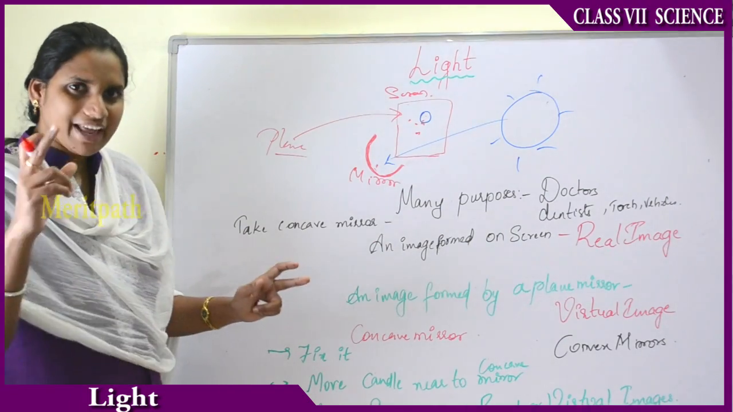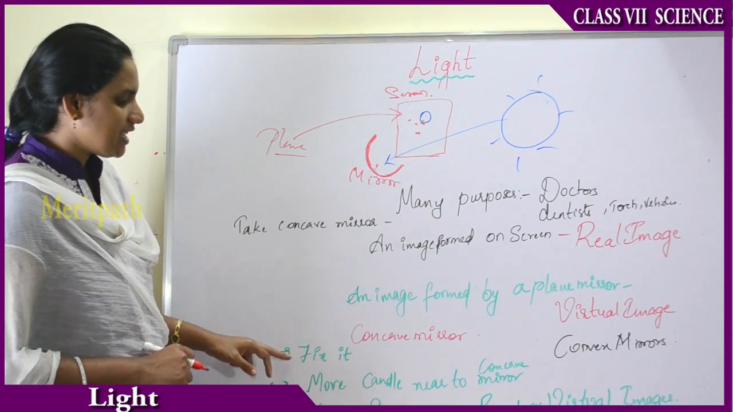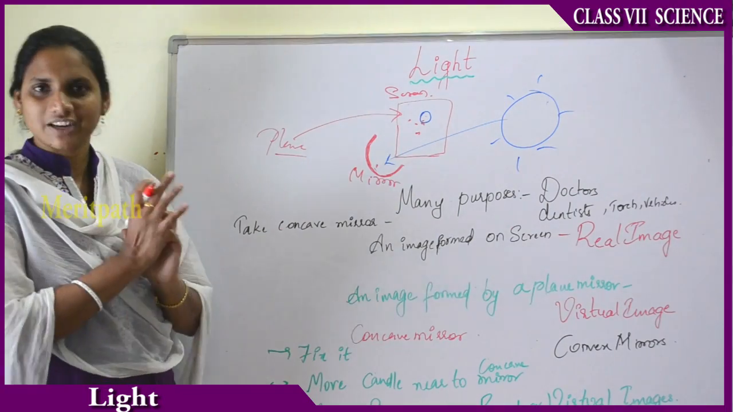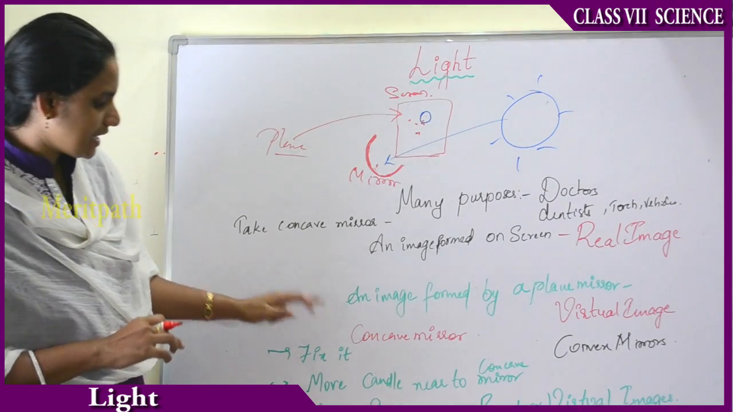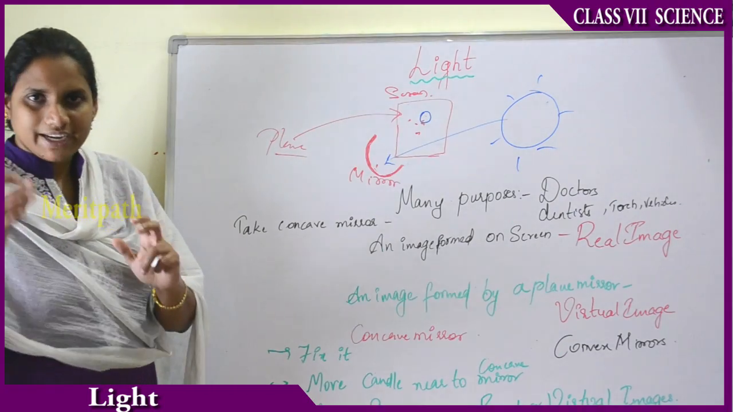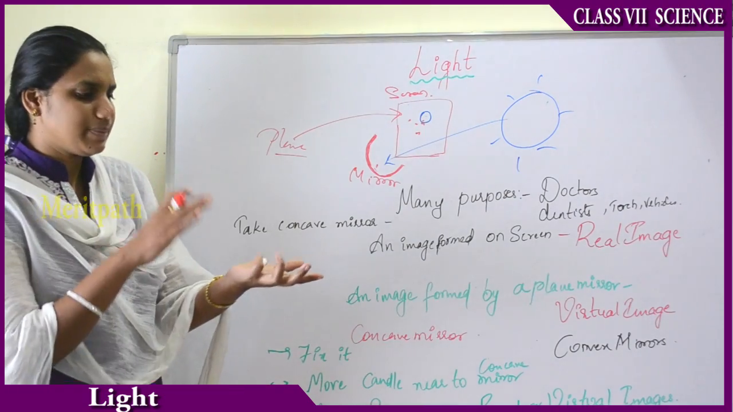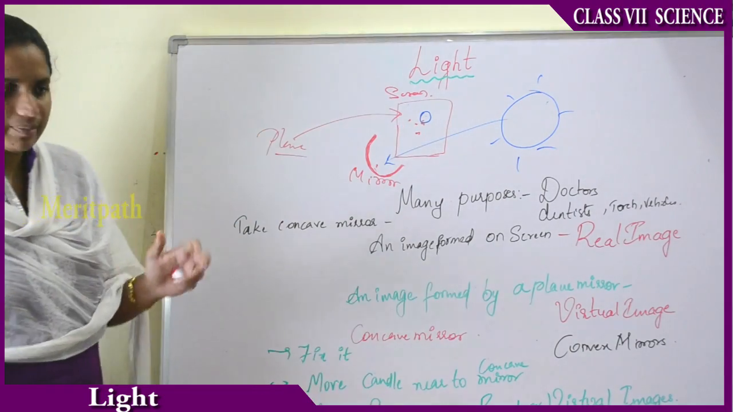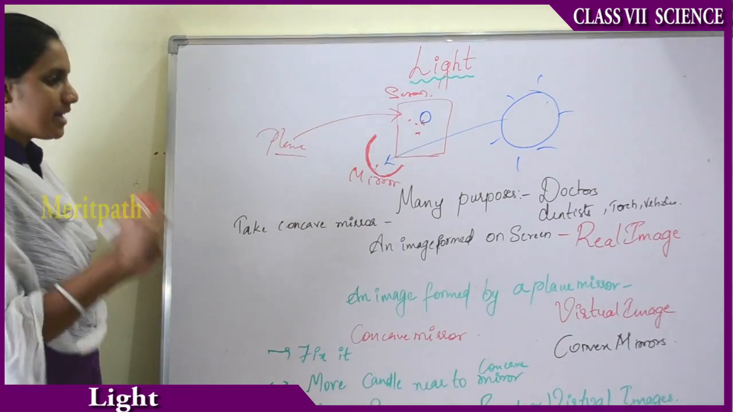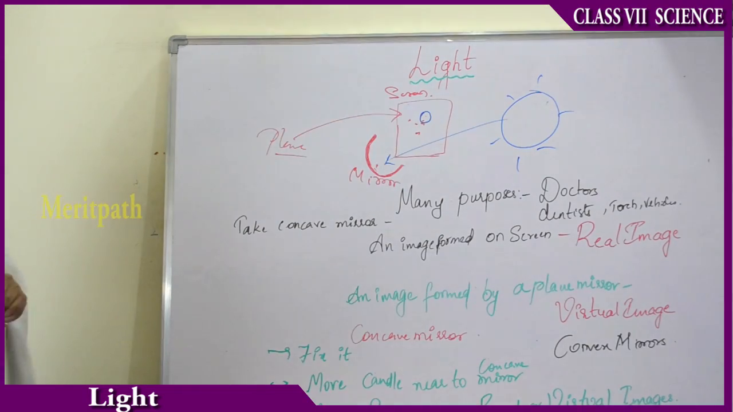Let us do one activity further. We will be fixing one concave mirror. First we are taking one concave mirror. Now we will be fixing it on a stand or any table. And we will be taking another table and placing a candle on it, and we will be lighting the candle.